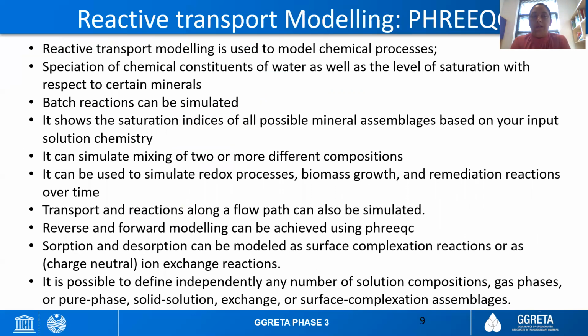Then if you want to do a chemical model, you can use reactive transport modeling. A package that I've used before is PHREEQC. There are other packages available, which we discussed or mentioned in one of the previous presentations. So what is this used for? You can model chemical processes. You can also consider speciation of chemical constituents of the water, as well as the level of saturation with respect to certain minerals.